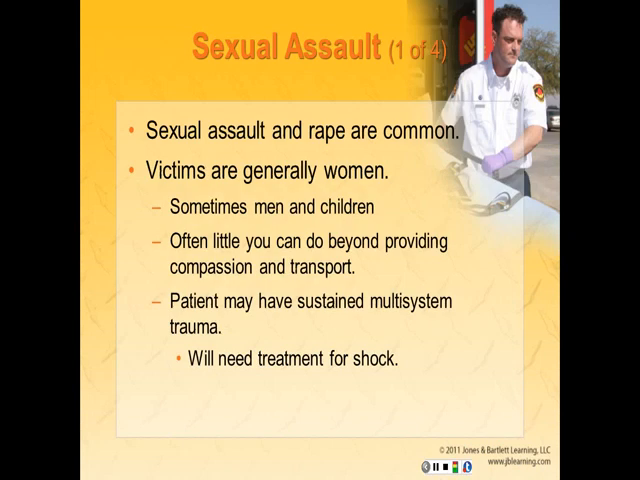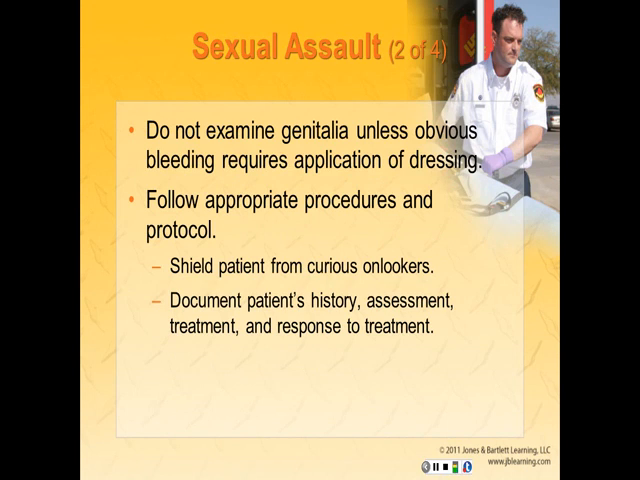The last topic we're going to discuss is sexual assault. Sexual assault and rape are all too common. Victims are generally women, and sometimes men and children can be victims. Often there is little that you can do beyond providing compassion and transport. The patients may also have sustained multi-system trauma and will need treatment for shock. Do not examine the genitalia unless there is obvious bleeding that requires the application of a dressing. You need to follow appropriate procedures and protocol.